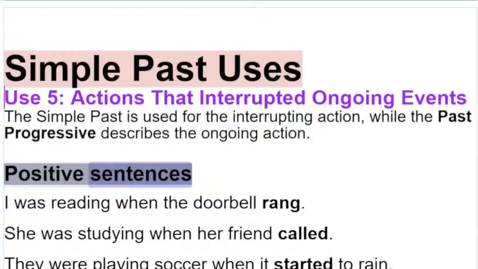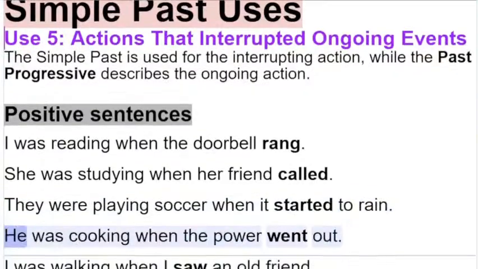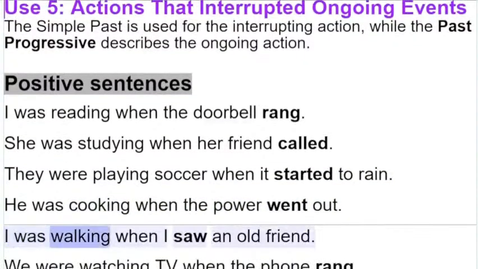Positive sentences. I was reading when the doorbell rang. She was studying when her friend called. They were playing soccer when it started to rain. He was cooking when the power went out. I was walking when I saw an old friend.